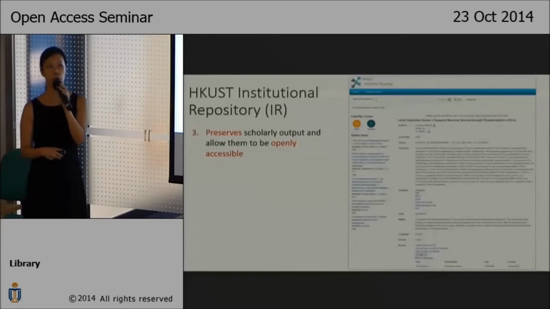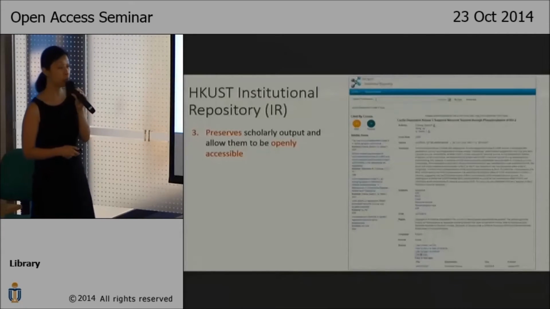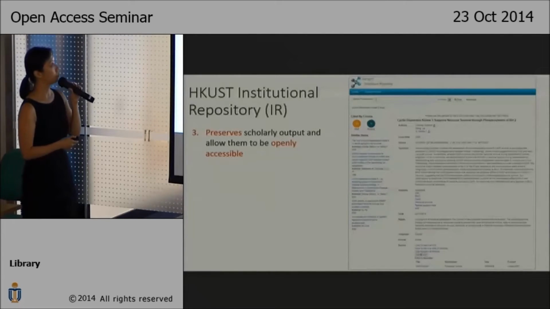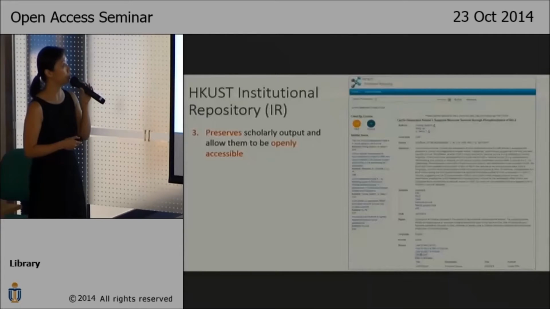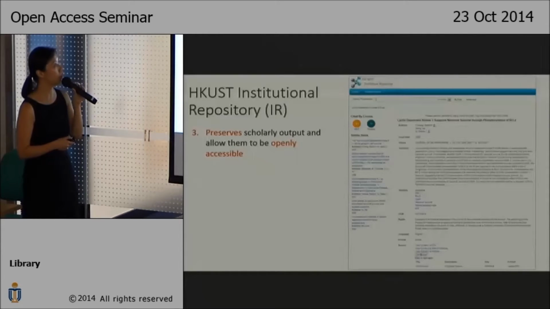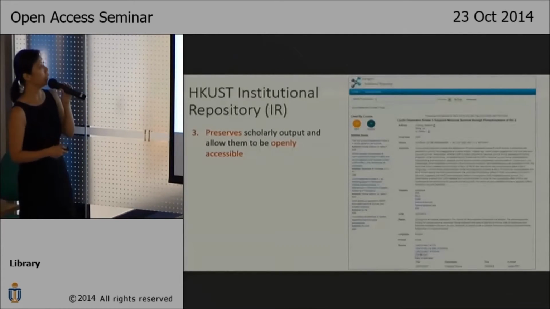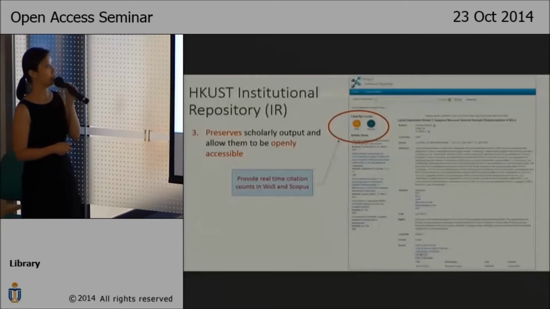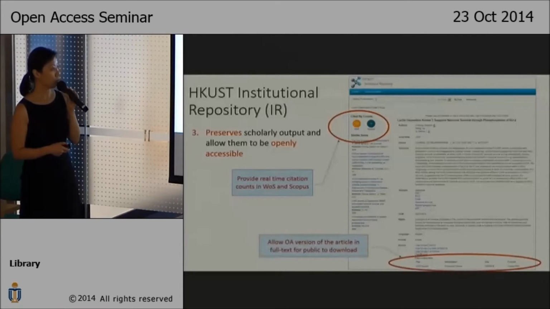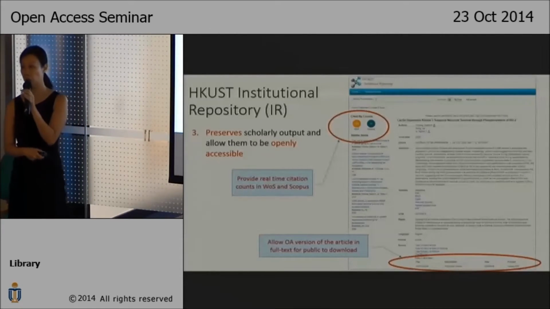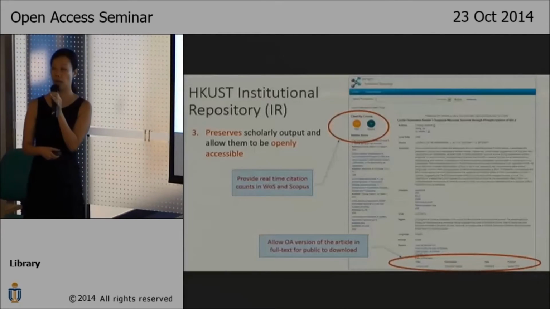And the third function is we preserve these scholarly outputs and allow them to be openly accessible. This is one of the examples, Professor Yip's journal article, published in Journal of Neuroscience in 2008. We have the whole record about the abstract, the keywords, dates, volume number, issue number, page number, whatever. We also provide a real-time citation count through Web of Science and Scopus. And also we provide the OA version of this article in full text for the public to download. This is the real OA version. So these three functions are our core work.